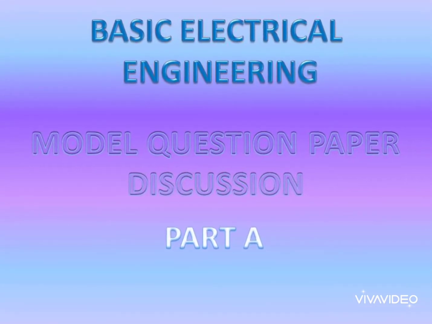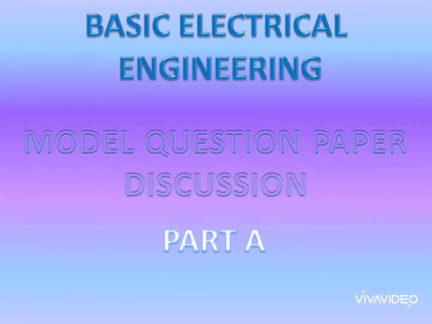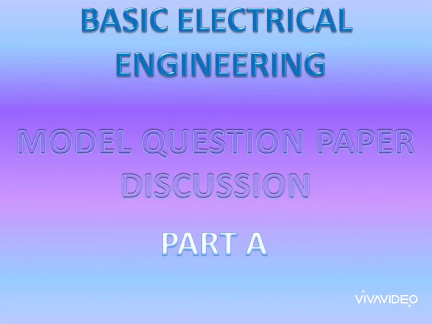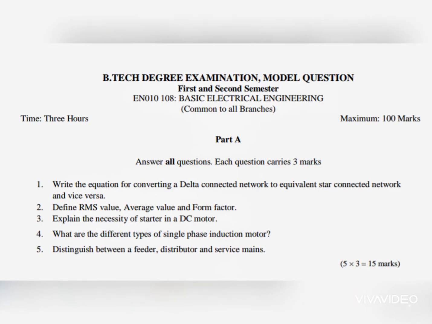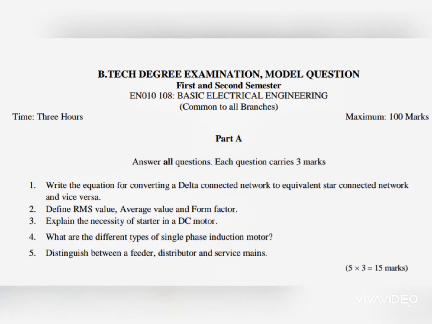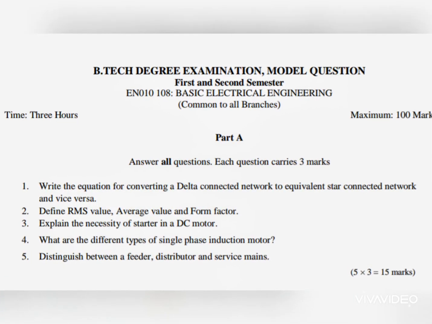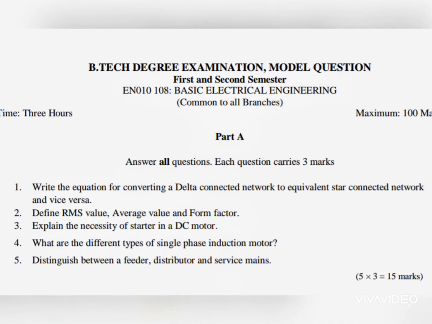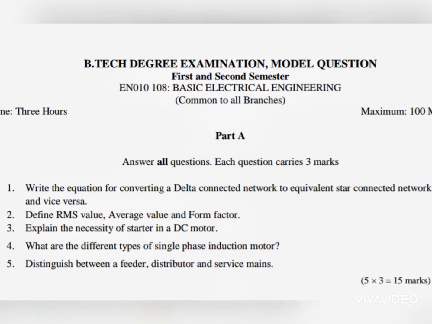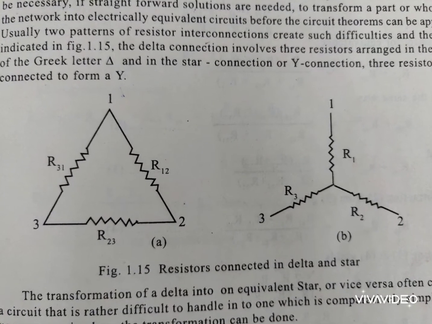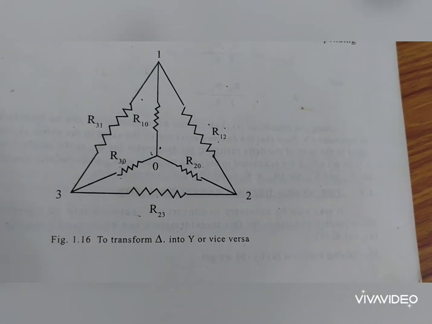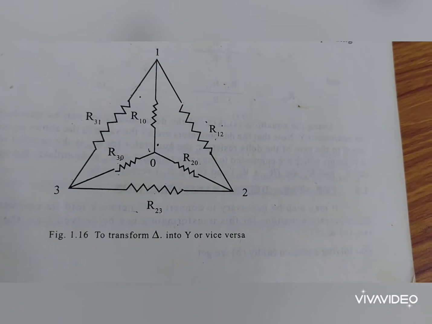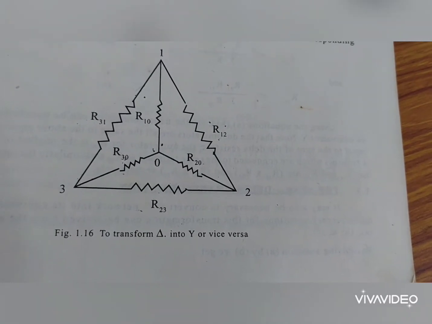Hello friends, in this video I am going to discuss the basic electrical engineering model question paper, which is common to all branches. The first question is, write the equation for converting a delta connected network to an equivalent star connected network and vice versa. To transform delta into star or vice versa, you have to draw this figure.